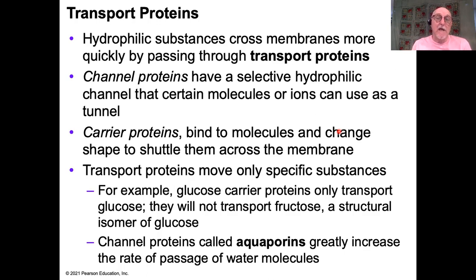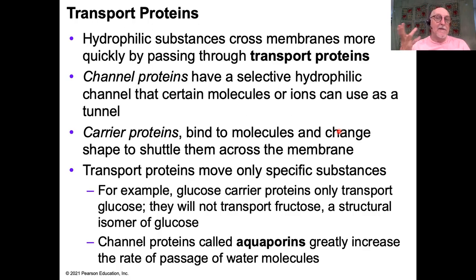These channel proteins are highly selective. There's not just a tube embedded into the membrane. They are very selective about what they allow to pass through. And so they can exert tremendous control over what comes across. So those are the channel proteins. They are proteins which act as a channel, literally, for specific substances to move across.